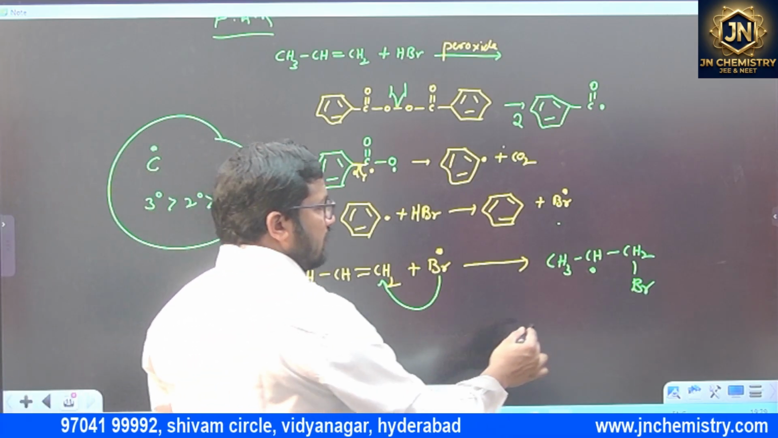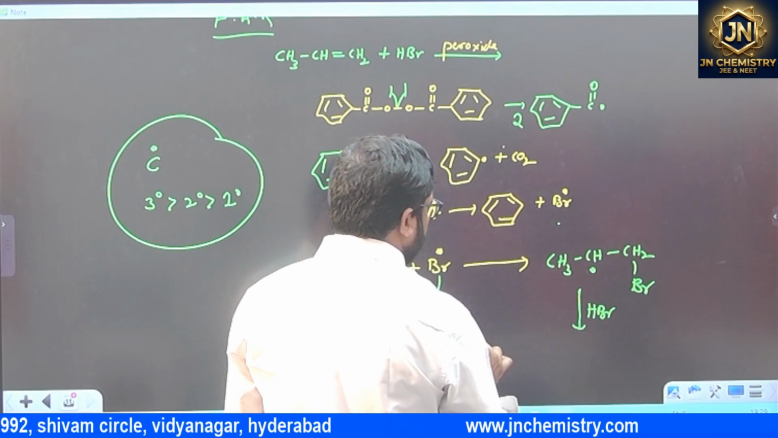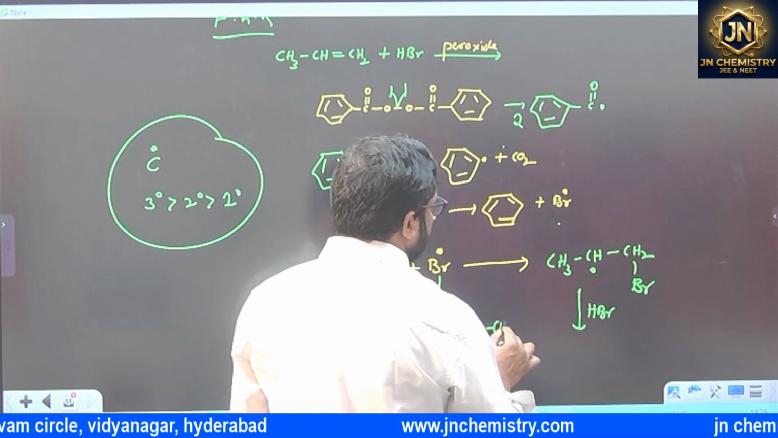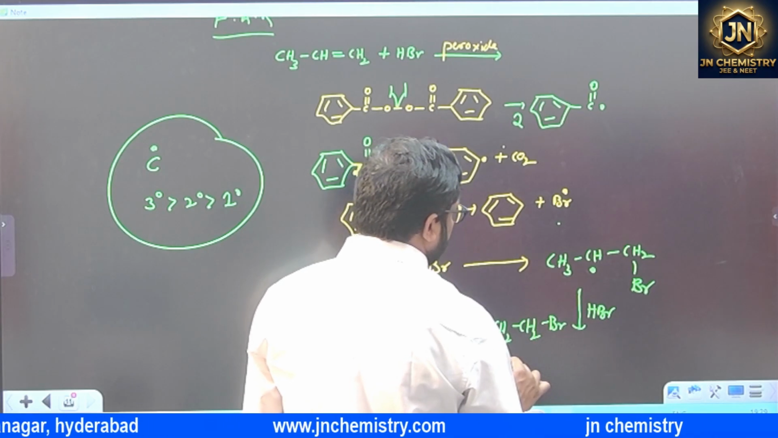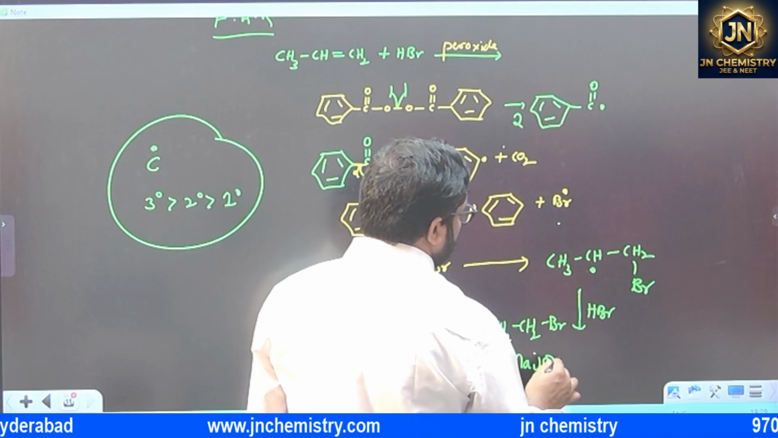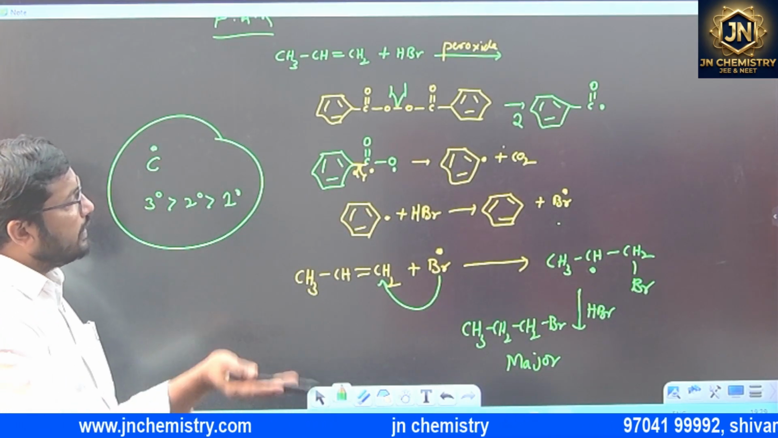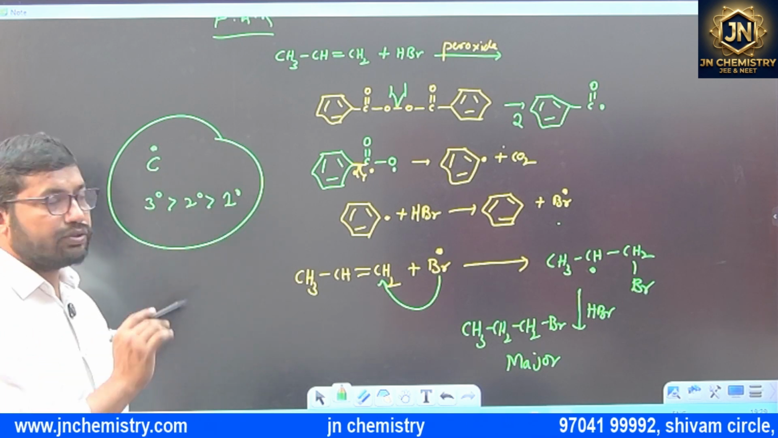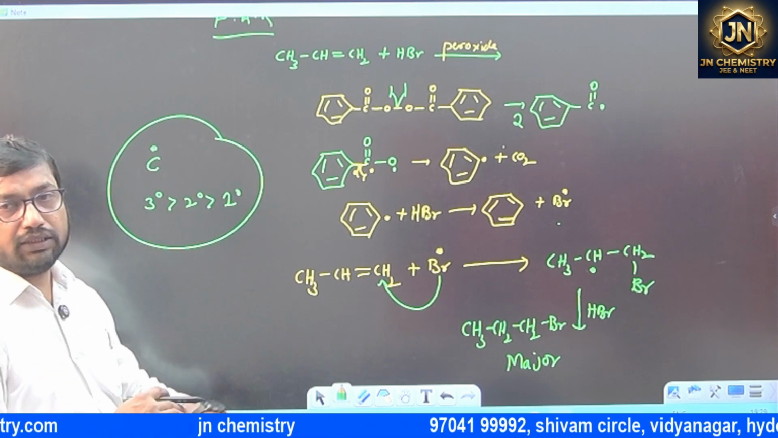So then once again we are adding the HBr. H is coming and attacking over there, CH3, CH2, CH2Br as a major product. So Br radical is going out as a byproduct. That is going to attack once again, and the process continues. So here this is a major product.